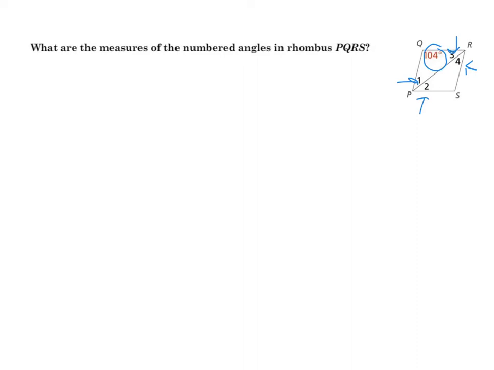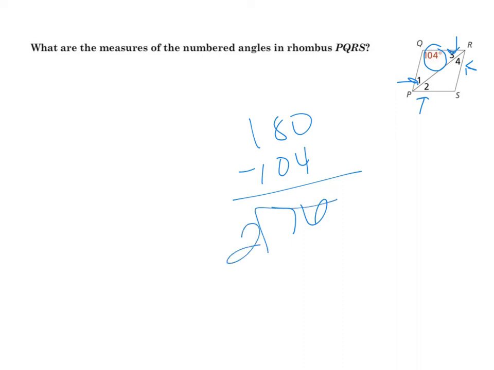Another way to do this is that angle Q and angle P are consecutive angles, which means that they're supplementary. So you could do 180 minus 104. Let me write that down. 180 minus 104. Same thing we did earlier, but it's different because we're using consecutive angles this time. And that gives you 76. And then angle 1 and 2 are congruent, so you can take that and divide it by 2. That would work as well.